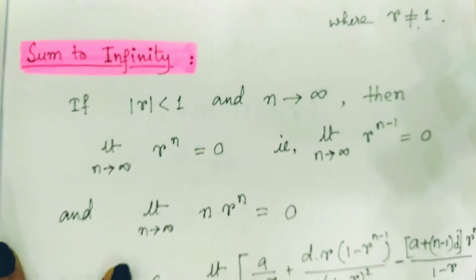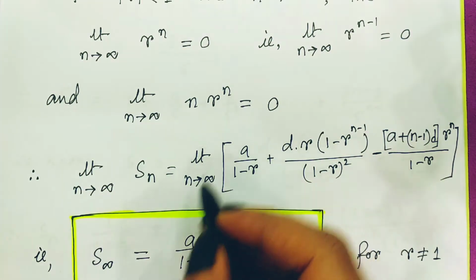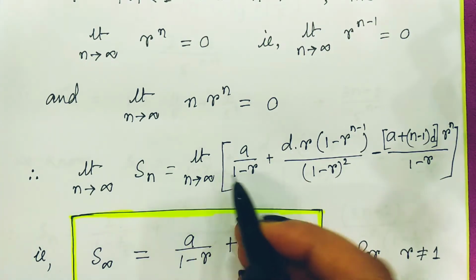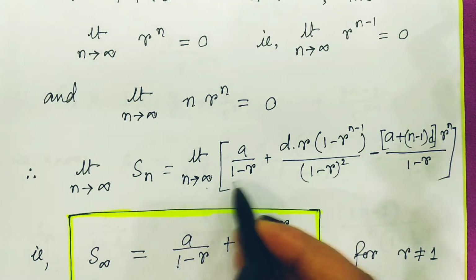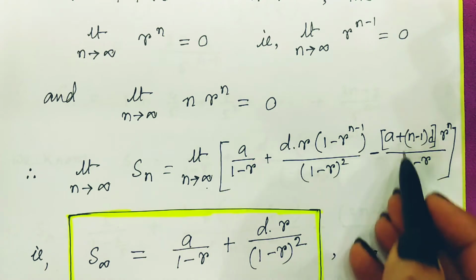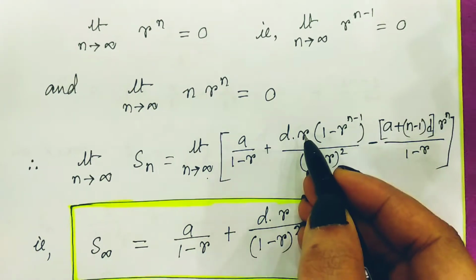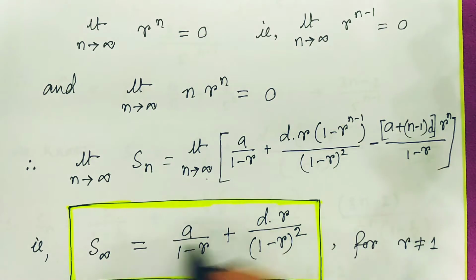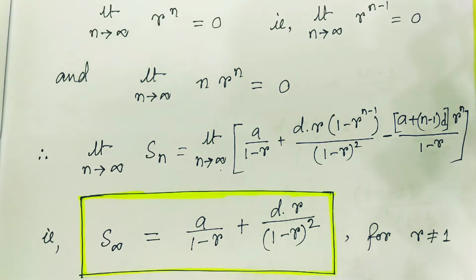So if we are calculating the sum for n equal to infinity, then what will we find? We can say as n tends to infinity, Sn becomes the limit of n tending to infinity of this term. And if we take n tending to infinity, then this part is 0 and this entire part is 0. So we will find a divided by 1 minus r plus dr divided by (1 minus r) whole square. So just look, S infinity is this one when r is not equal to 1. In this way, we can easily find the sum of the arithmetico-geometric series, whether finite or infinite number of terms are there.